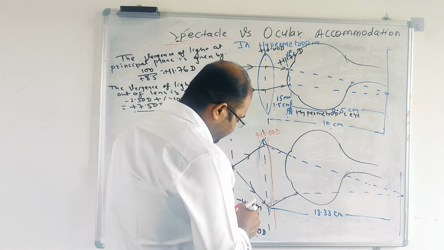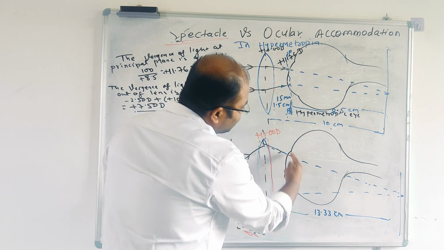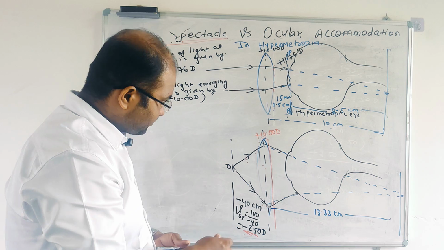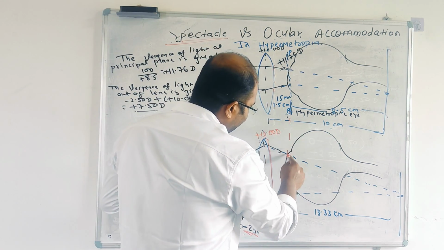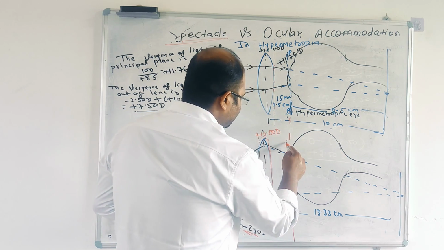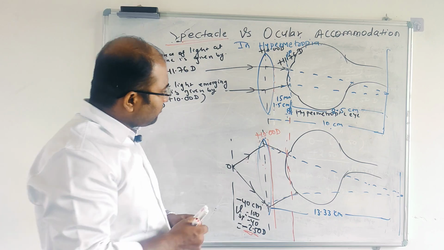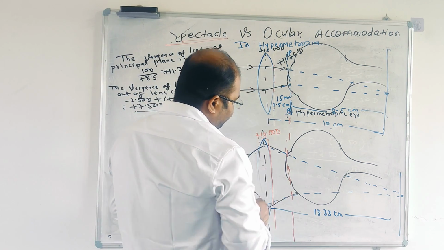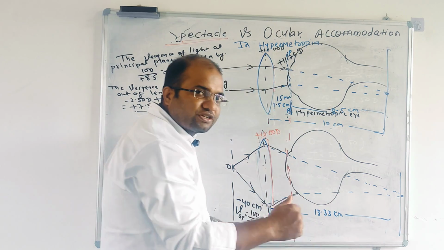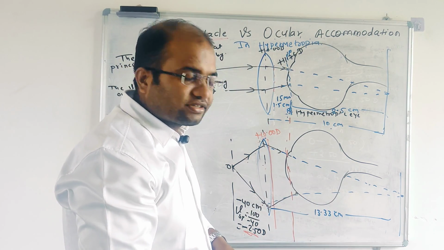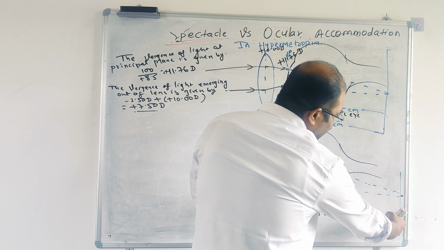Now, to calculate the ocular accommodation, we need to get the divergence at the principal plane. So we need to find out the divergence at this plane, at the principal plane. To find out the divergence, first you should get the distance, and then if you take the reciprocal of that distance, you will get the divergence. So how will you find this distance from the principal plane to the image plane?